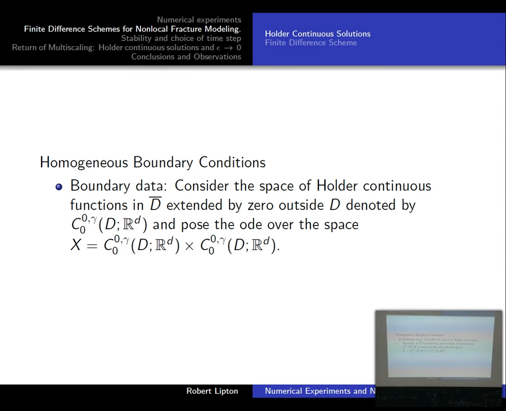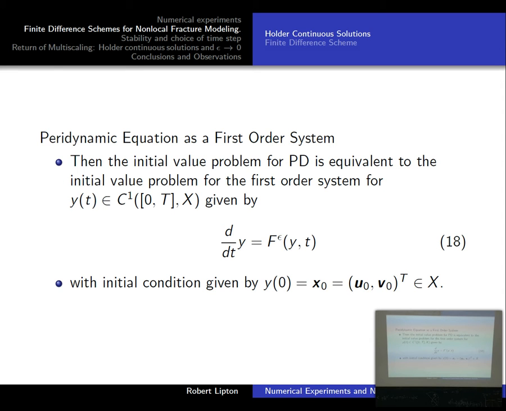And then we have to do boundary conditions. The boundary conditions will simply be the ones extended outside the closure of D by 0, and we'll pose the ODE over this Banach space here. Okay? So we have the peridynamic equation as a first order system.